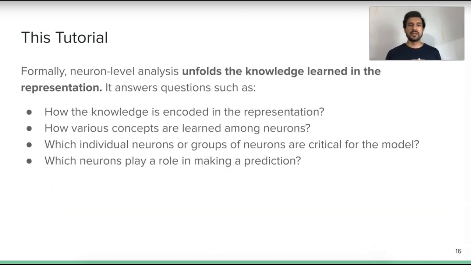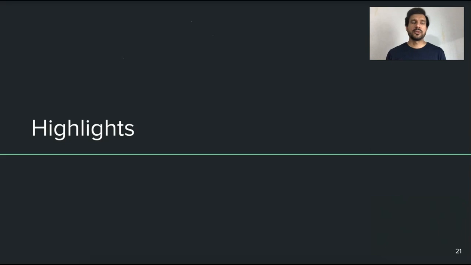Okay, formally, neuron-level analysis unfolds the knowledge learned in the representation. It answers questions such as how the knowledge is encoded in the representation, how various concepts are learned among neurons, which individual neurons or group of neurons are critical for the model, and which neurons play a role in making a prediction. One common question that arises about neuron analysis is what can be done with neurons and whether there is any useful information or applications that can be derived by analyzing individual or groups of neurons. So here let's take a quick look at what researchers have found and done using neuron analysis before diving into the actual methodology.